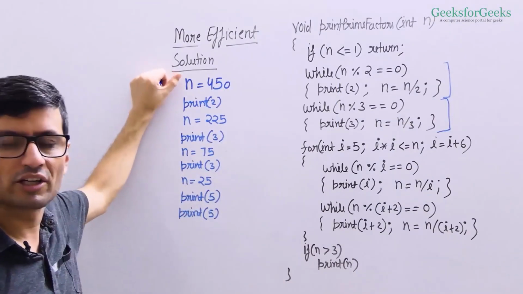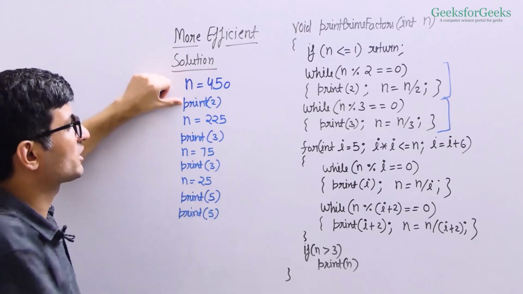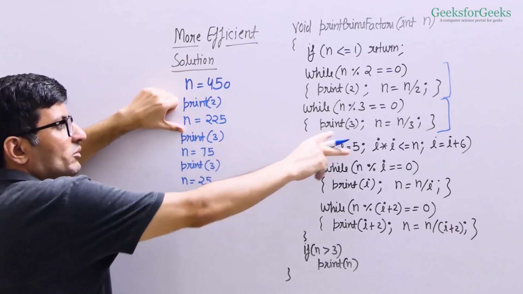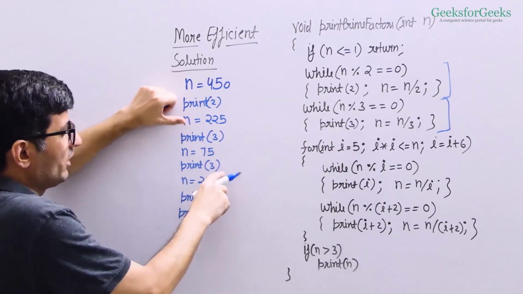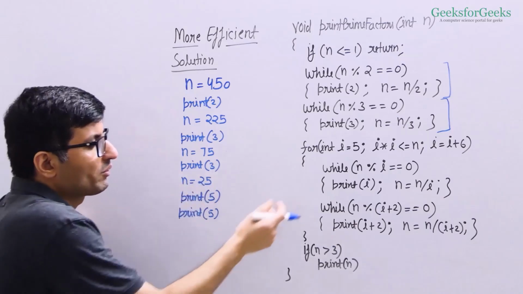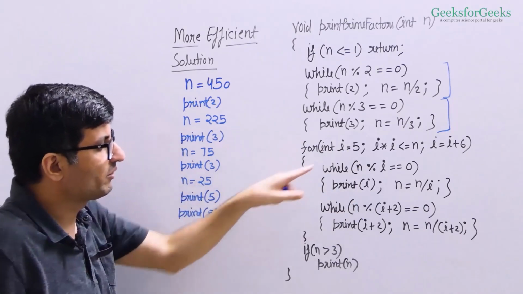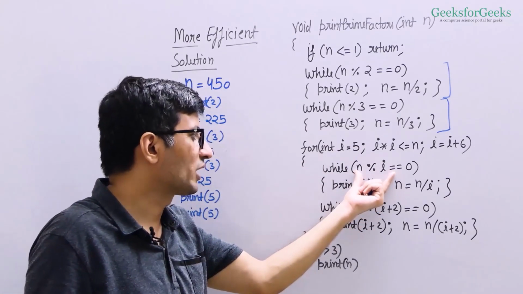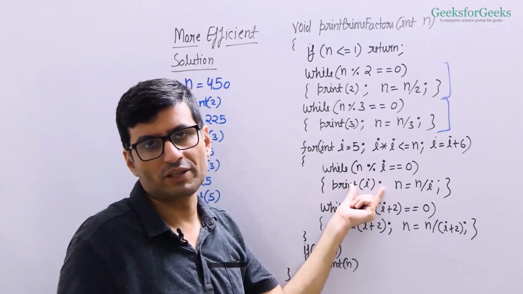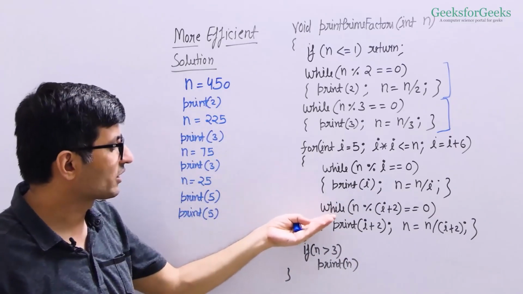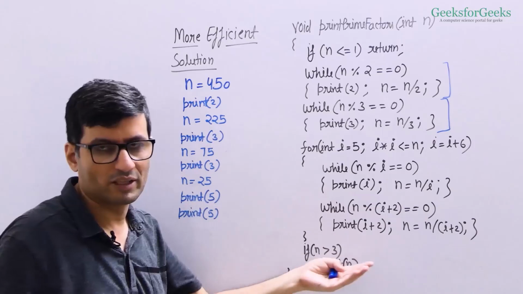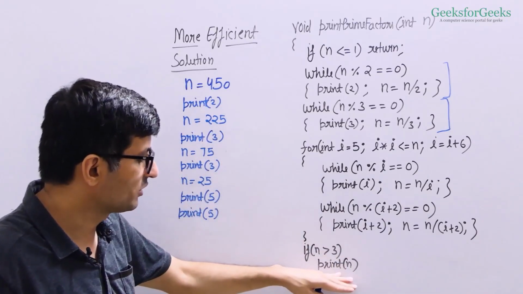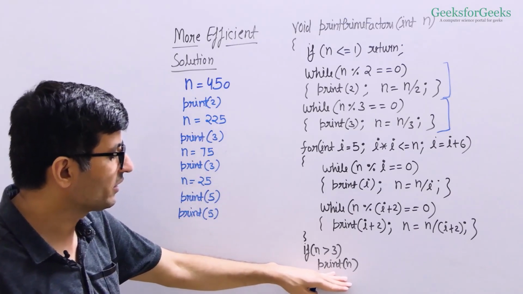So this way, if we run it for n equal to 450, we'll first print 2, then we'll have n equal to 225, then we'll print 3 2 times, we'll go inside this loop 2 times, and then we'll have n equal to 25. After we get n equal to 25, we'll come inside this loop and we'll begin with i equal to 5. So when we begin with i equal to 5, we'll go inside this loop 2 times and we'll print 5 2 times, right? And after that we'll notice that i plus 2 is not divisible for the remaining n because n is now 1. So we'll come out of this loop and n is 1, so we'll not go inside this if condition also, and we'll not be printing n.